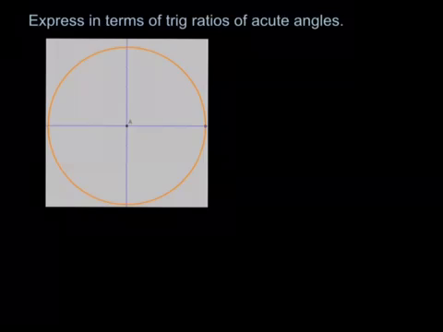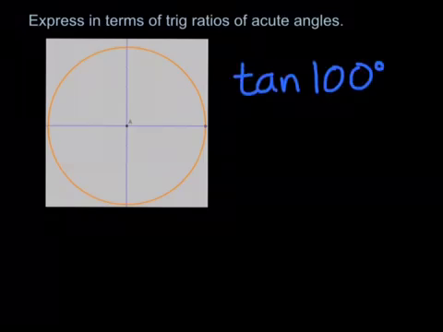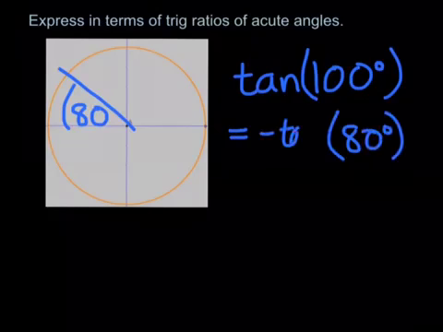And if we look at a tan, so for example, tan 100 degrees, draw 100 degrees in. Again, this is 80 here. Okay, so the acute angle I want is 80 degrees. In this quadrant, tan is negative, so it'll be negative tan 80.